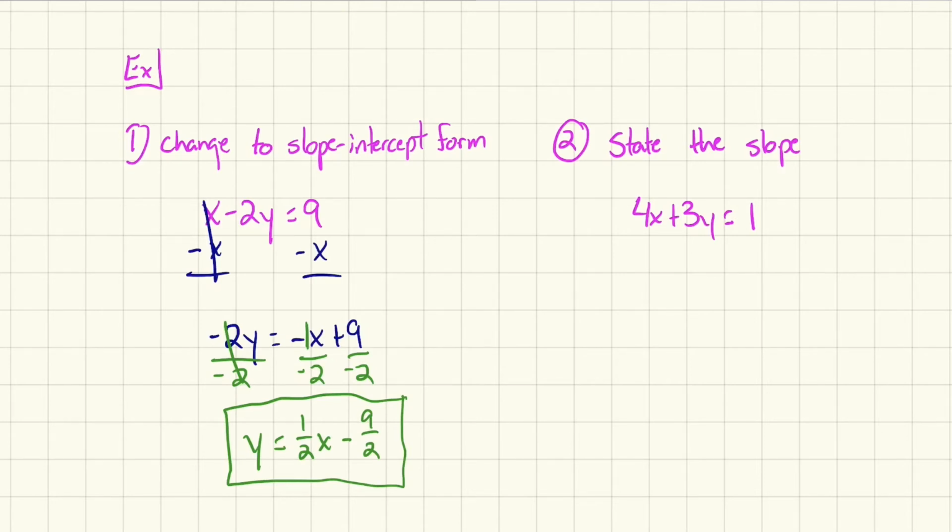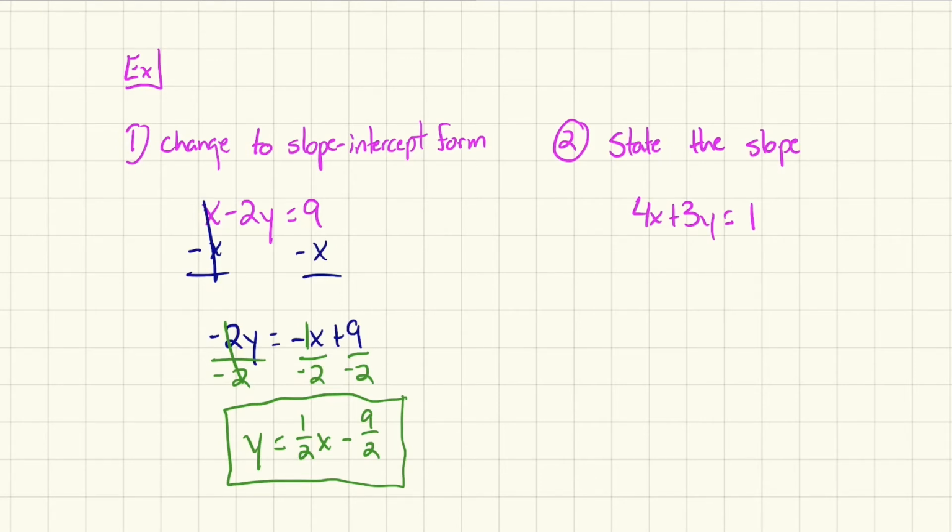All right, on to number 2. It says state the slope. Well, that's fine that they asked me to state the slope, but they gave me the equation in standard form, 4x plus 3y equals 1. The problem is we can't tell what the slope is without transforming the problem, right? So we've got to get y by itself.